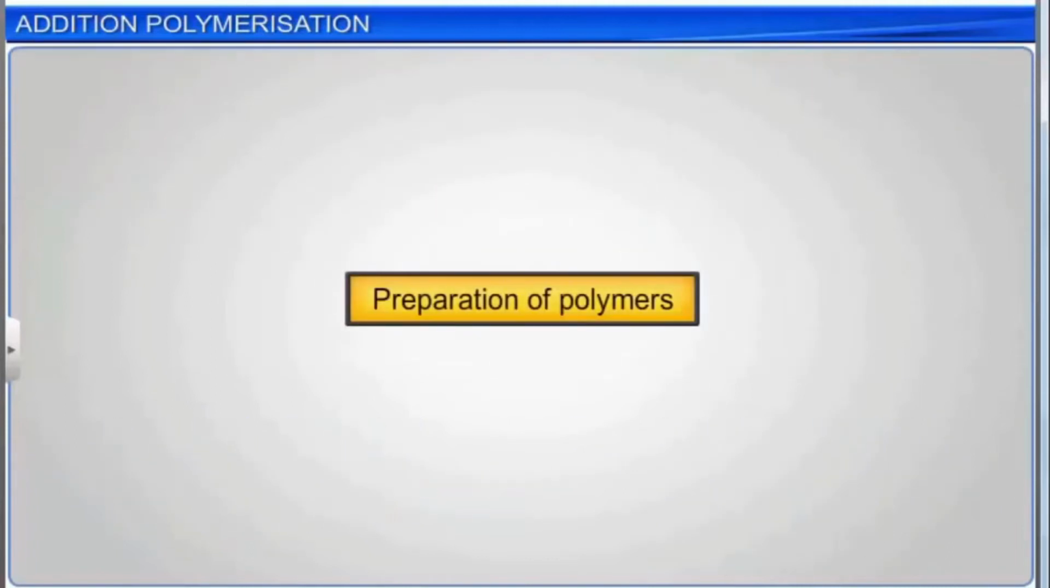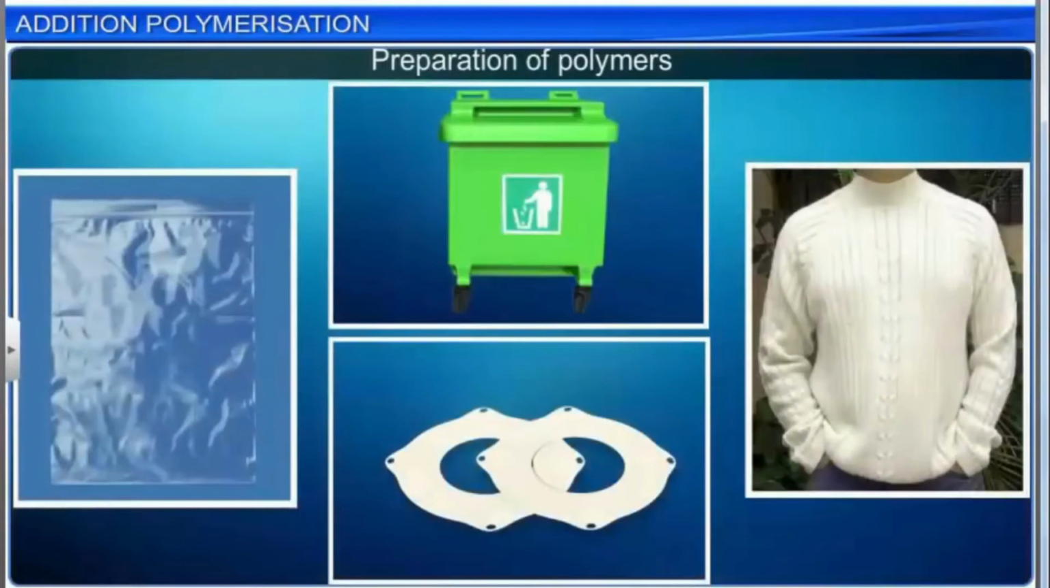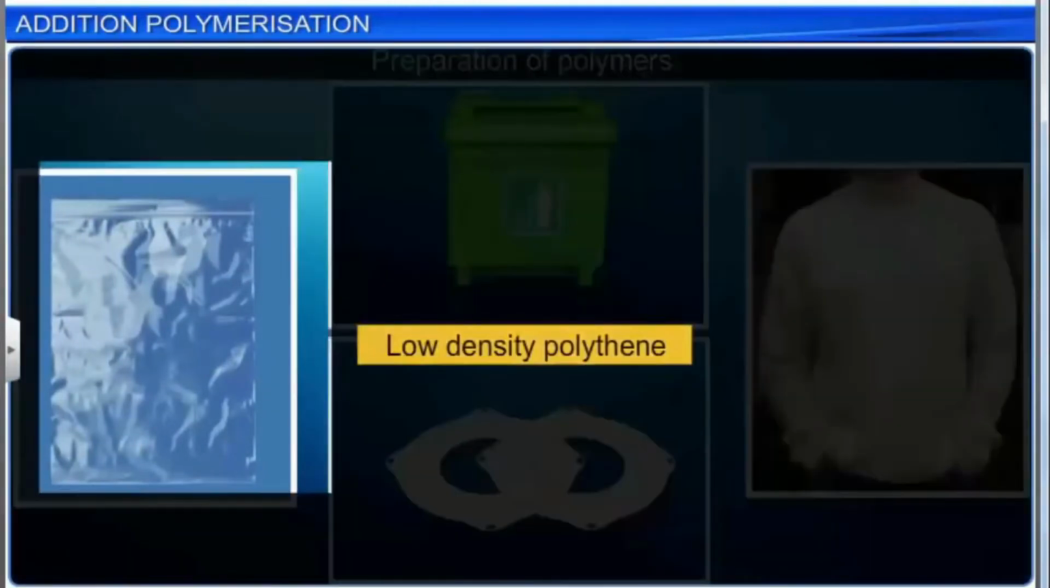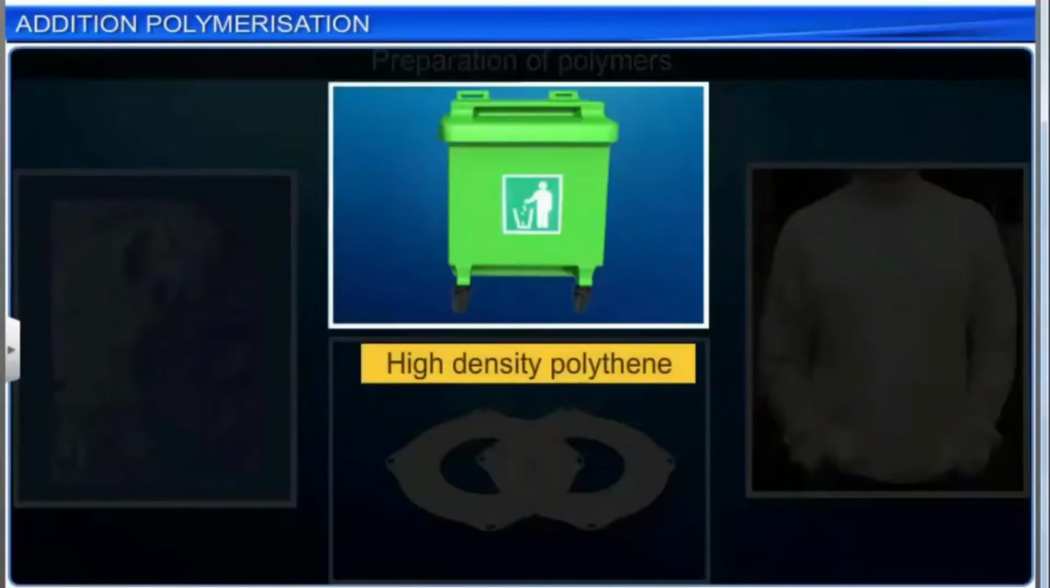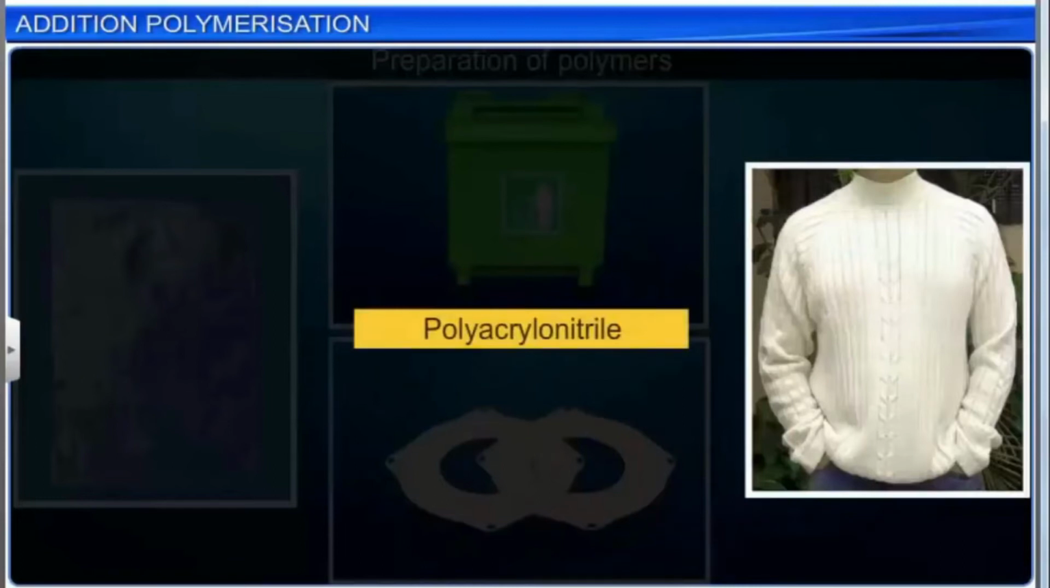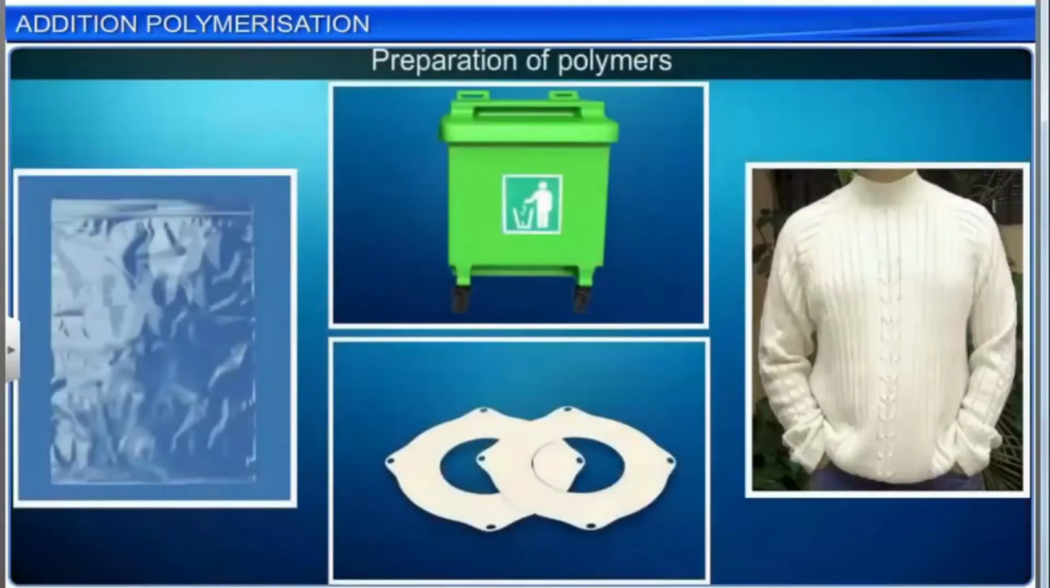Let us now look at how some important addition polymers are prepared and their uses. Some important addition polymers are low-density polythene, high-density polythene, Teflon, and polyacrylonitrile. Let's look at each in turn.